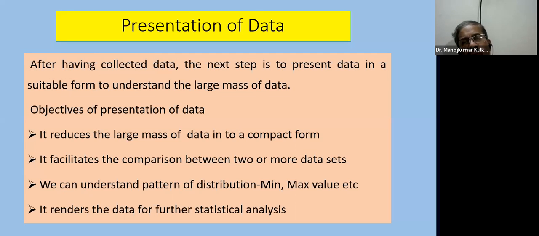Okay, so in any presentation of data in the results, after having collected the data, we have to present the data. This presentation of data is done with the help of either tables or graphs. Why do we have to present the data? We have collected a large mass of data. When you present the data with the help of tables and graphs, it reduces the large mass of data into compact form. It facilitates comparison between two or more sets. So we understand the pattern of distribution, minimum and maximum value, and it is helpful for further statistical analysis based on this presentation.